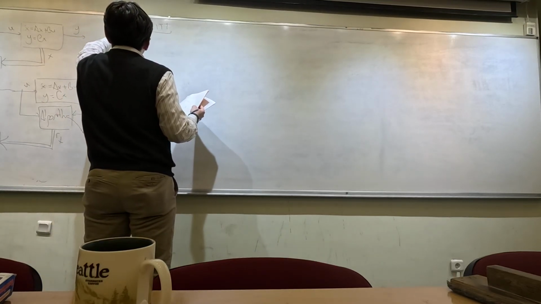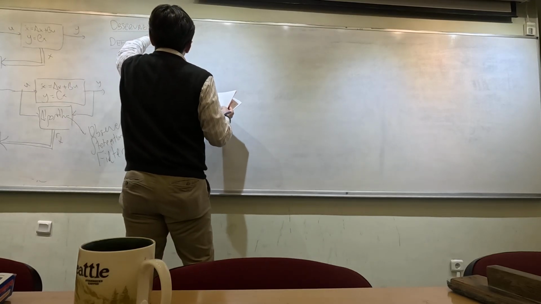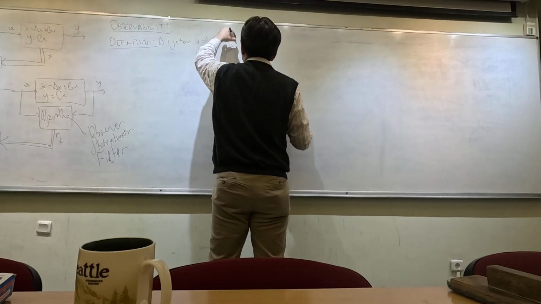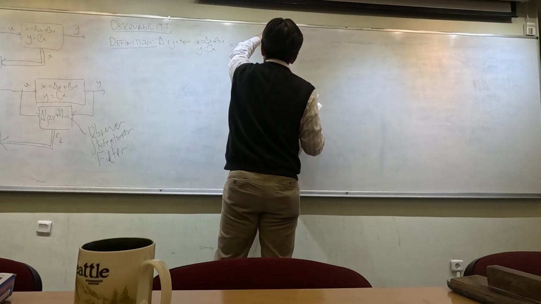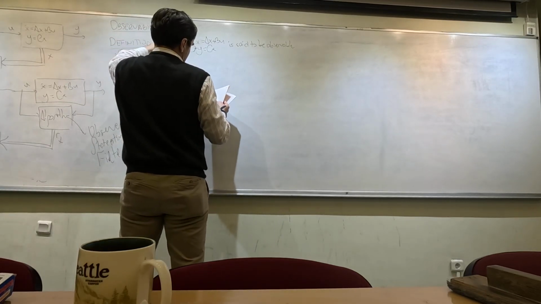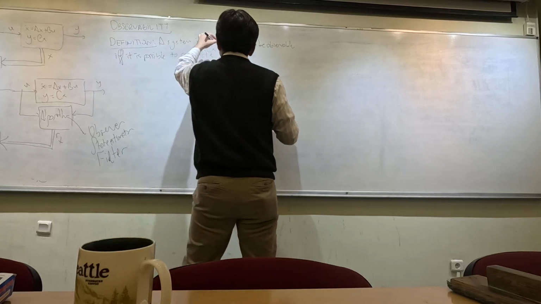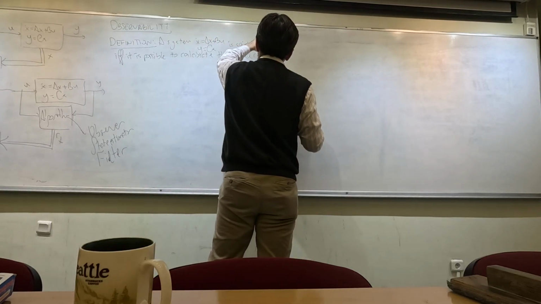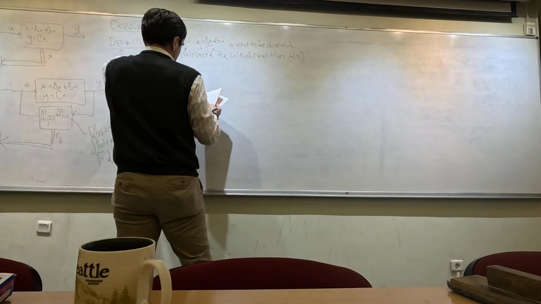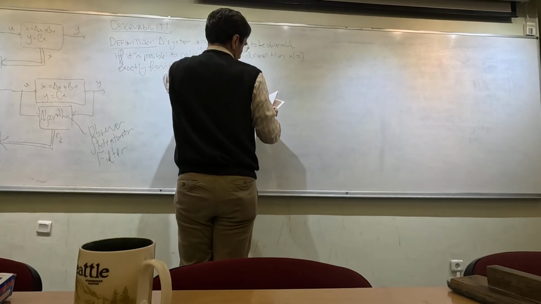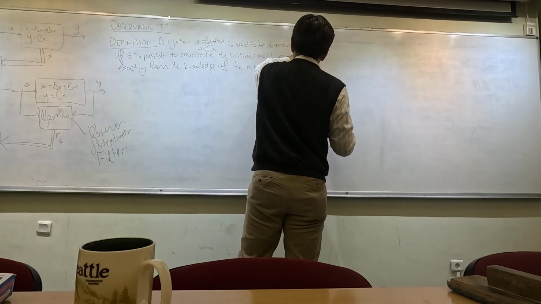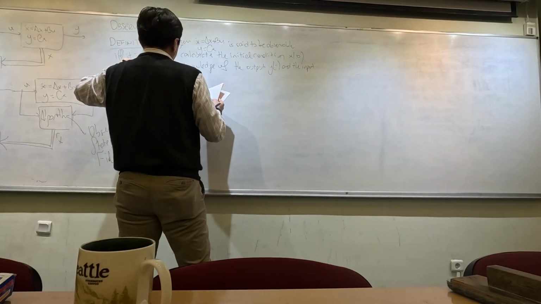Definition. The system x dot is equal to Ax plus Bu, y is equal to Cx, is said to be observable if and only if it is possible to calculate the initial condition x0 exactly from the knowledge of the output y and the input u over a finite time interval.